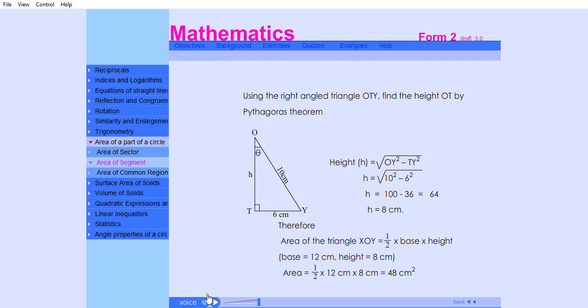Then the area of the triangle XOY is equal to 1 over 2 times base times height. Base is equal to 12 centimeters. Height is equal to 8 centimeters. Area is equal to 1 over 2 times 12 centimeters times 8 centimeters, which is equal to 48 centimeters squared.